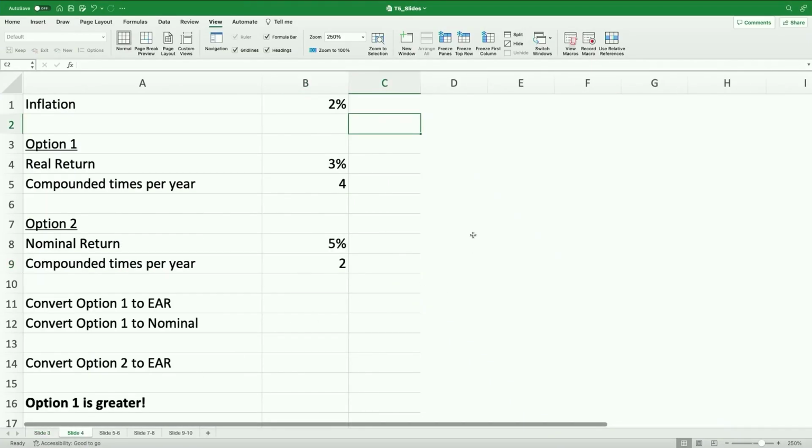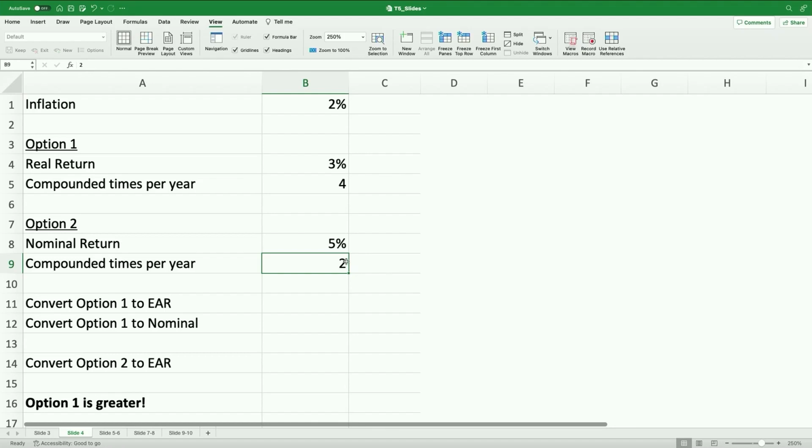So again, we have the key components to the problem. Inflation, we're told, is 2%. Option 1 has a real return of 3%, compounded 4 times per year. Option 2 has a nominal return of 5%, compounded twice per year.